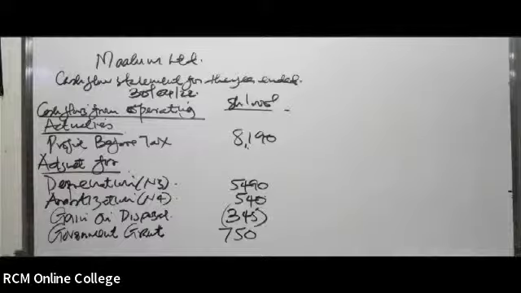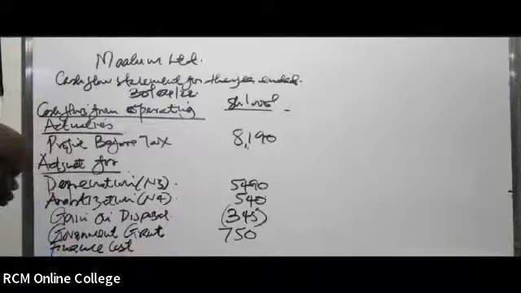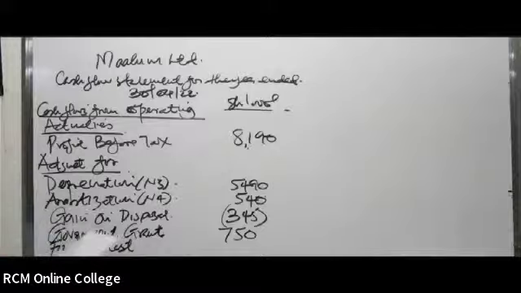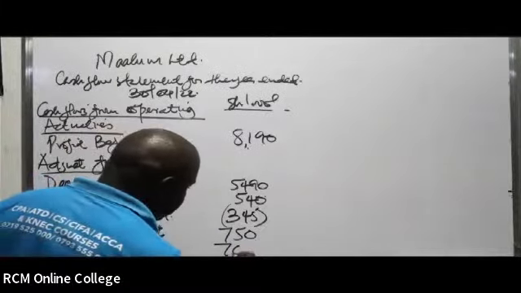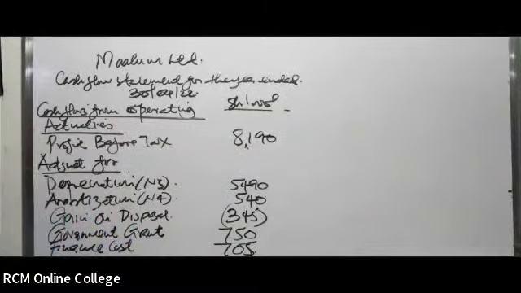Then we have to add back the finance cost, which is an amount of 705. So there, we'll be able to get the cash flows before the working capital changes.